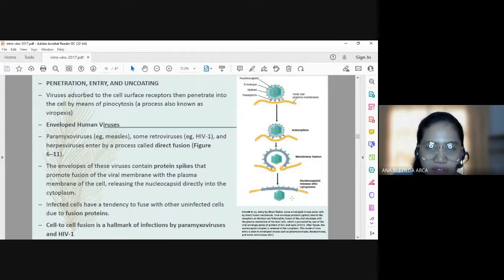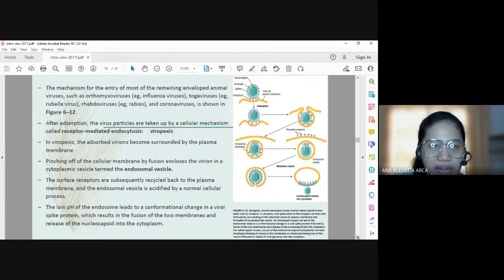So yun ang tinatawag diyan. Ang tawag diyan ay fusion proteins. And then ang tawag ng cell to cell fusion is syncytia, na magkakatabi sila. Okay? So that is a characteristic of paramyxoviruses and HIV-1 infection. So the mechanism for the entry of most remaining enveloped animal viruses such as the orthomyxovirus, the togavirus, the rhabdovirus, and the coronavirus is shown in figure 6-12.